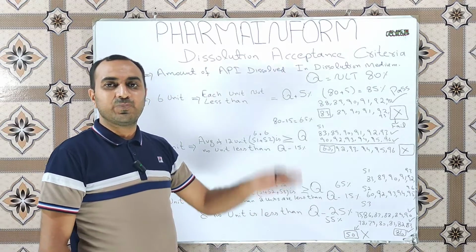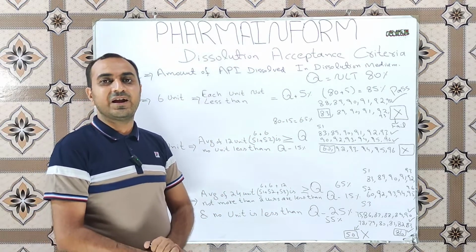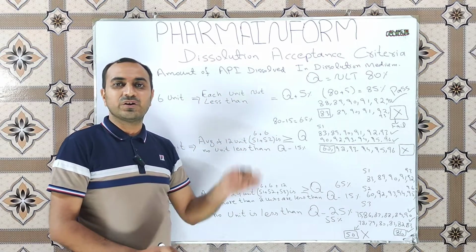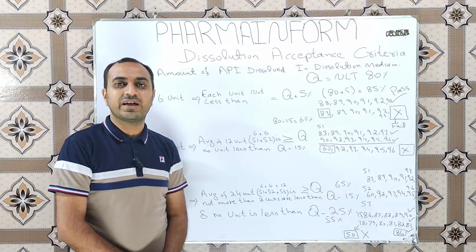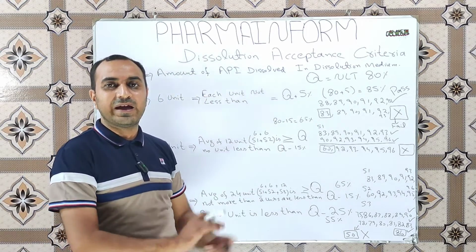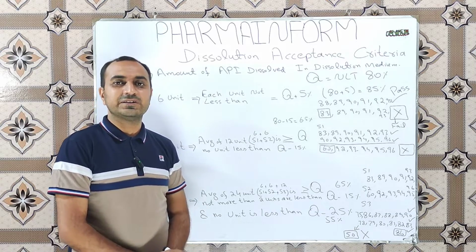When our product is passed at the S1 stage, and when we go toward the S2 stage, and when we go toward the S3 stage, and if our S3 stage has also failed, what will be the fate of our batch? All of these will be discussed in this video.